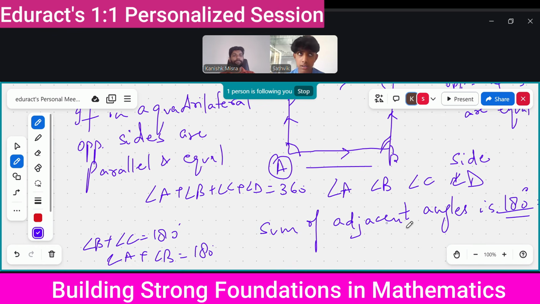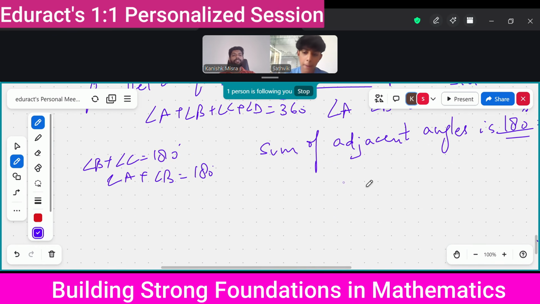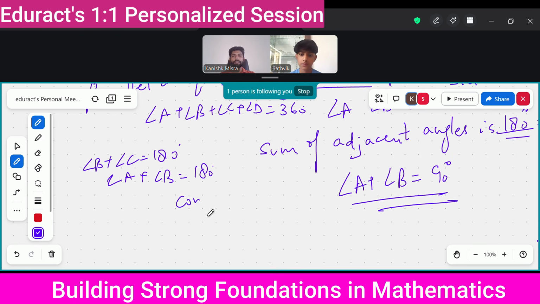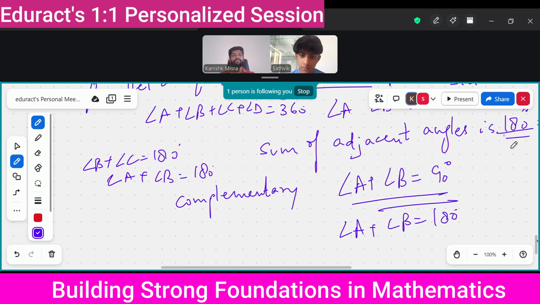No. If the sum of angles is 90 degrees, they are called complementary angles. If the sum of angles is 180 degrees, they are called supplementary angles. Just as we have done, the sum of adjacent angles is 180 degrees, so adjacent angles are supplementary. If I say supplementary, that single term indicates that the sum of the measures of the angles is 180 degrees.